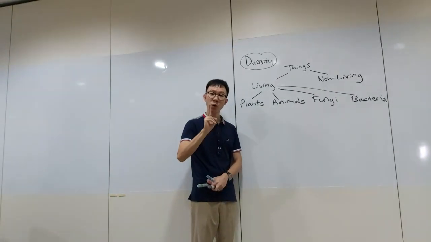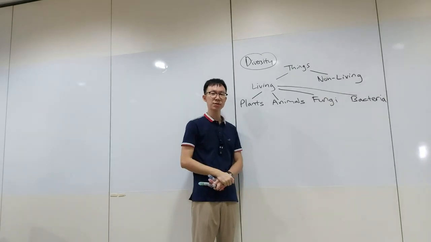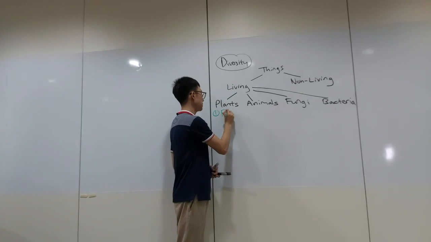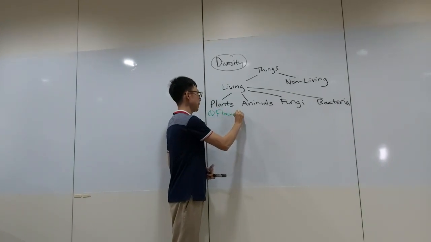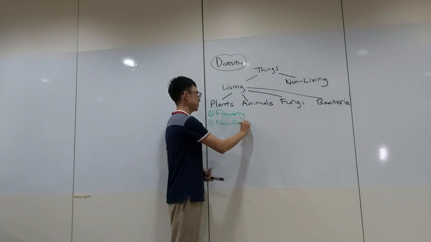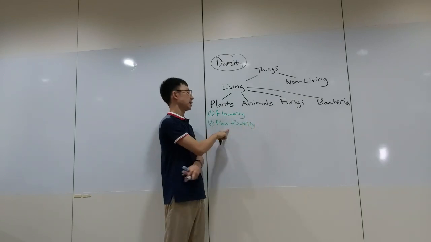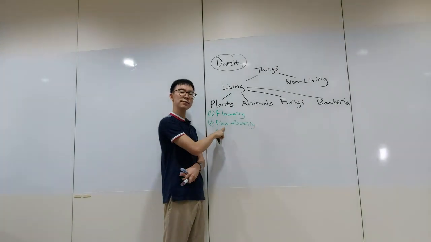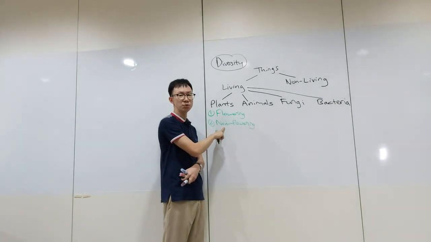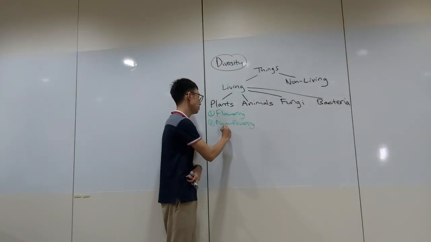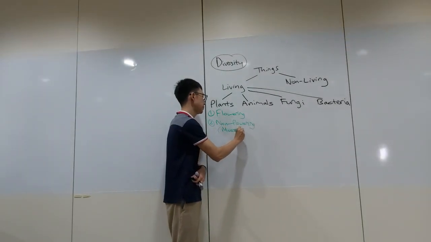Do you remember what are the 2 groups of plants that we learned about? Flowering plants and non-flowering plants. Flowering plants have fruits and flowers. Non-flowering plants reproduce by spores. So examples of non-flowering plants would be your moss and ferns.